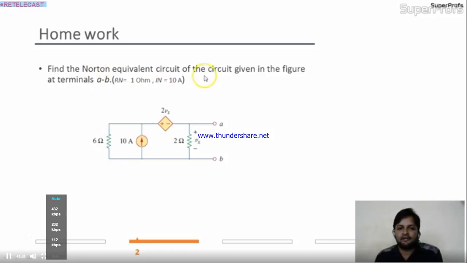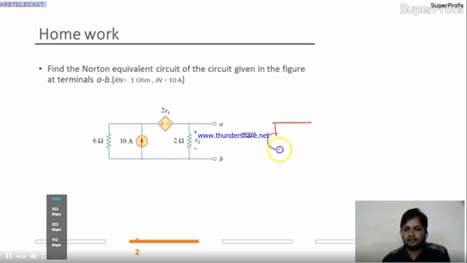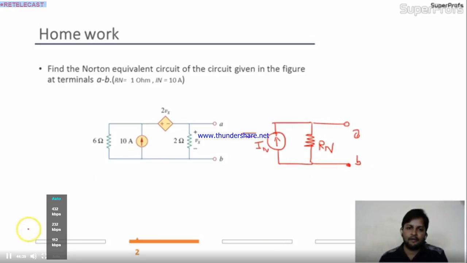Find the Norton equivalent circuit of the given figure at the terminals A and B. Again, I have to replace this circuit by one current source, that is IN, and one resistance. The terminals A and B are the same. Okay, I'll take this problem on a fresh page.